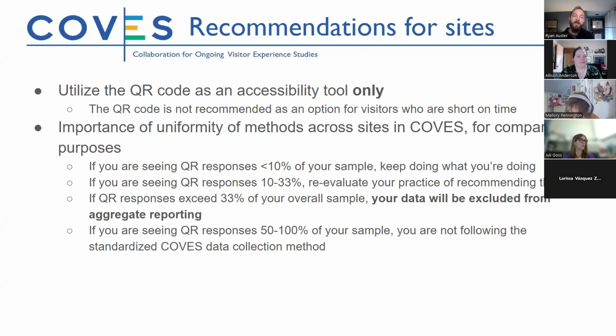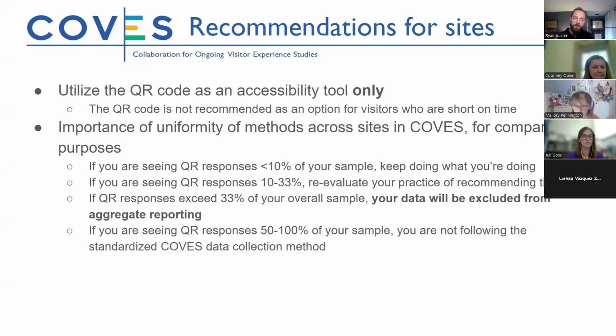If you're seeing responses 10 to 33% of your sample coming from QR, we encourage you to reevaluate your practice. What are you doing that's leading to those higher QR responses? Can we address any of them? What is this bringing up for you both in your data collection practices or your interpretation of the data?